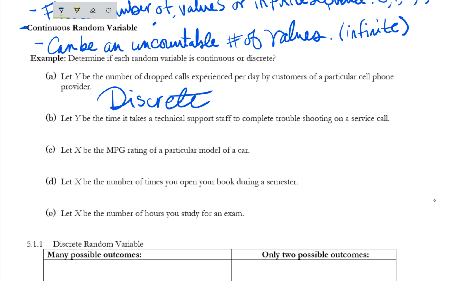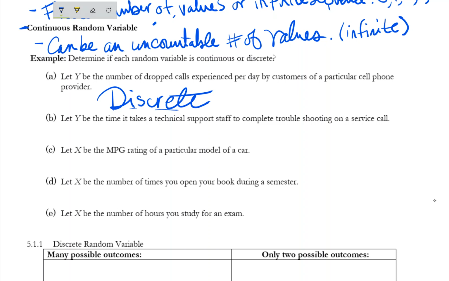Discrete is Latin for to cut. Fun fact. So you can cut it up into whole pieces is another way to think about it. So let Y be the time it takes the technical support staff to complete troubleshooting a service call. How long is it going to take before we get power back is another way you can think of this. So it's amount of time you're waiting.